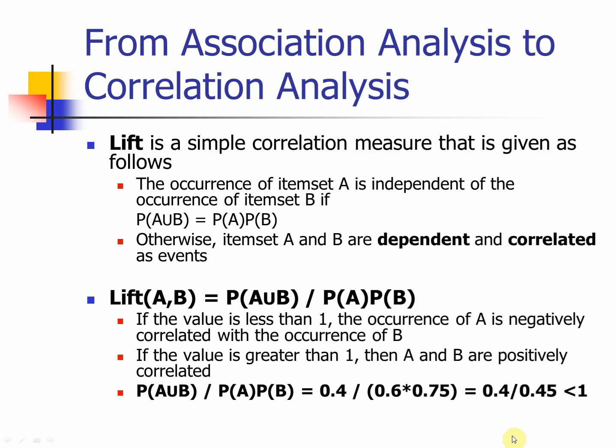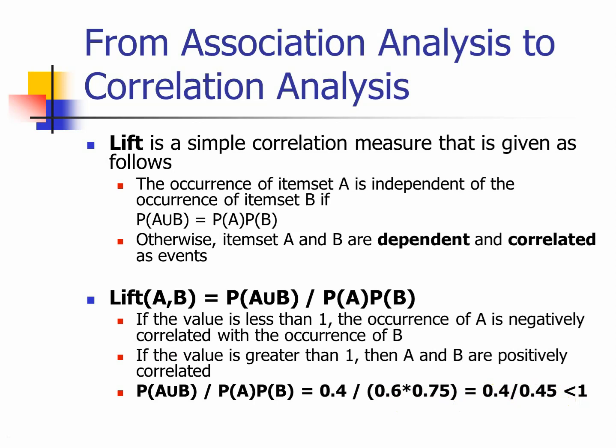And in our example, you can see that it's actually 0.4, which is 40%, divided by 0.6 multiplied by 0.75, which is 0.45, which is less than 1. And that's how we are able to see, by this example, that they are negatively associated.